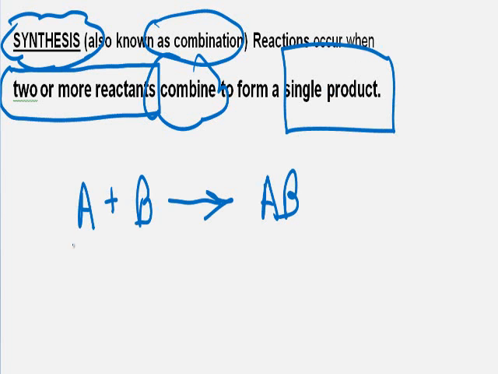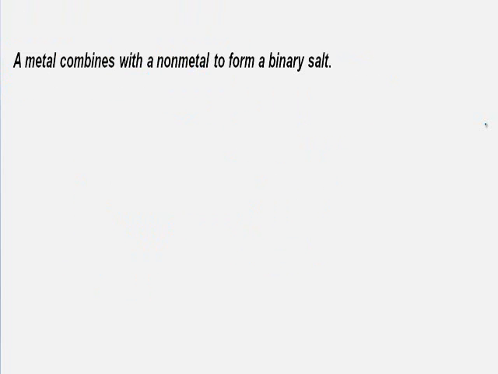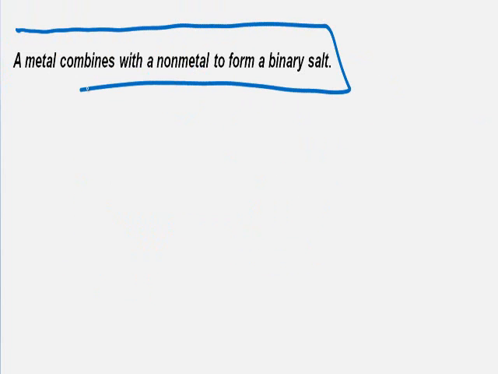So what we would see is we have a reactant A, a reactant B, two different reactants, and they're going to come together and make a single product. And that would be our identifying feature again of a synthesis or combination reaction. Our first example is we have a metal combines with a nonmetal to form a binary salt. A binary salt, that's another way of saying we're going to make an ionic compound.